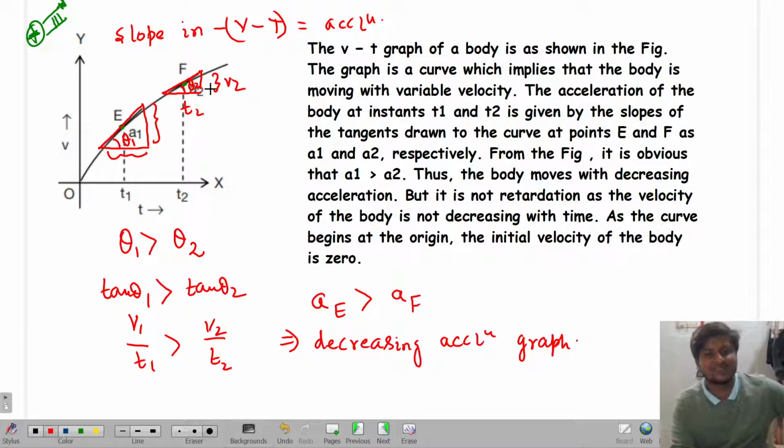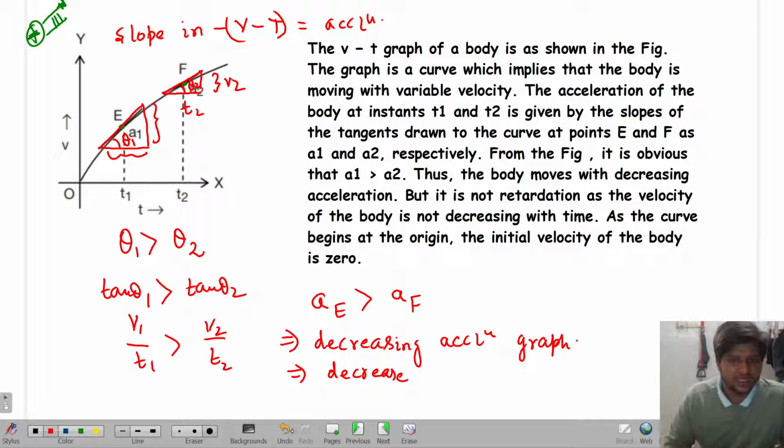Now, if there is a decrease in the acceleration, what is going to happen? Velocity is going to decrease or not? Tell me yes or no. So I can say that it is a decrease in the velocity, and this will be predicted by everyone. All of you sitting over here and all of you watching on YouTube will say that it is a kind of decreasing acceleration.